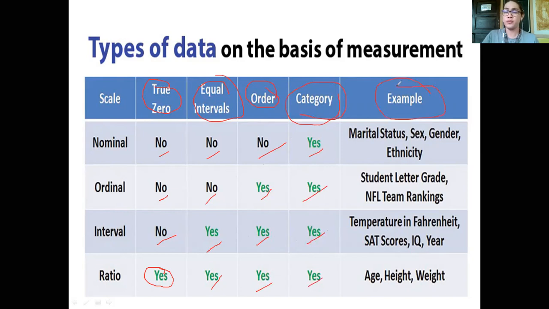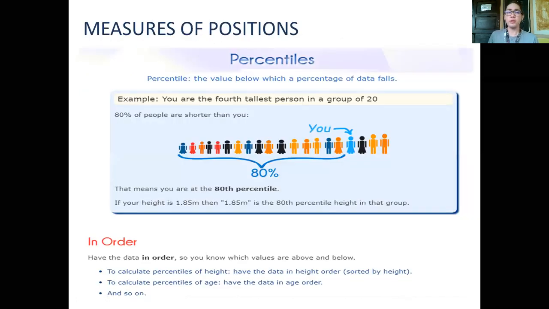And if we talk about the examples, if we try to cite an example for the scales that we have here, for nominal, we can have the marital status, the sex, the gender, the ethnicity. And for the ordinal, we have the student letter grade, the NFL team rankings. For the interval, temperature in Fahrenheit, SAT scores, IQ, and year. And for the ratio, we have the age, height, and weight. So I hope you can follow the discussion of the types of data based on the measurement that we have. So now, moreover, we will proceed to the next slide, which talks about the measures of position.